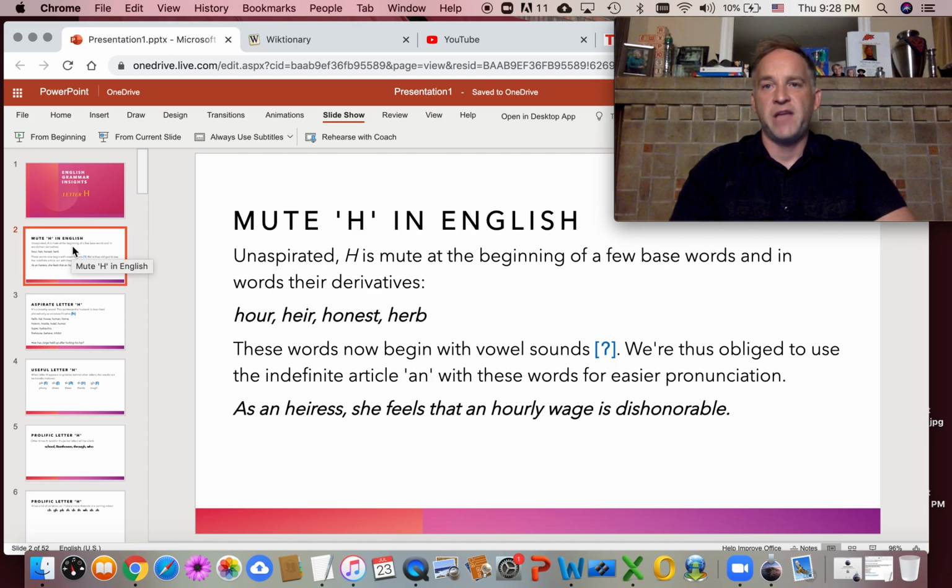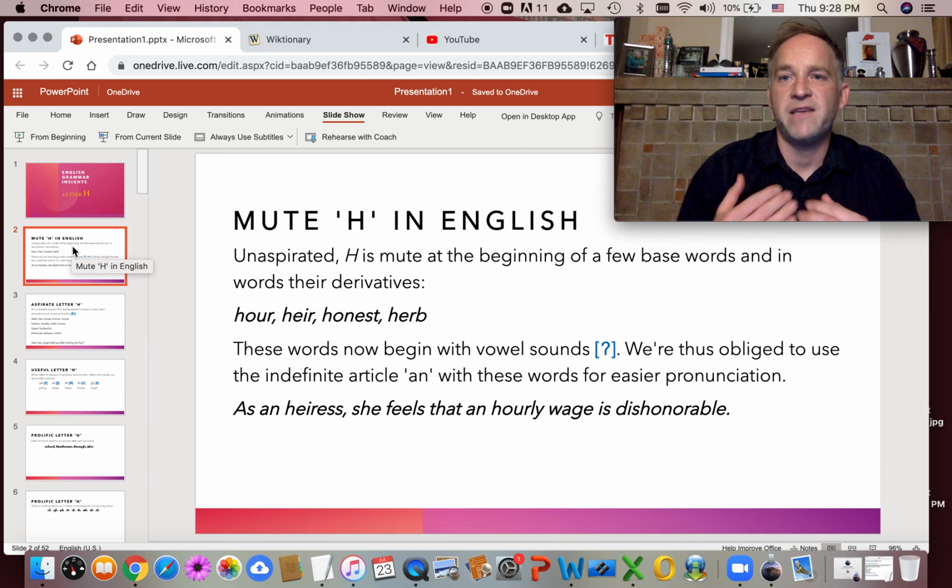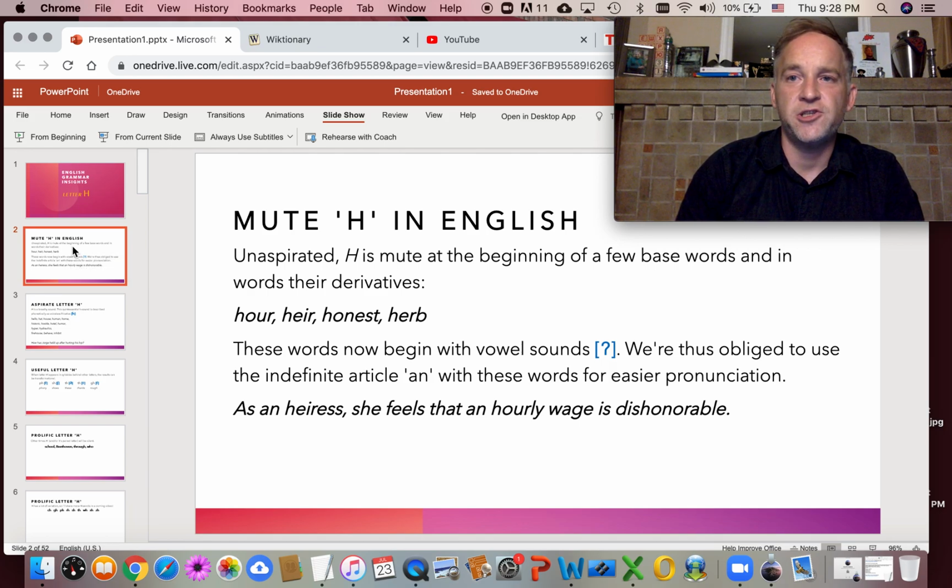The aspirate H is our primary H. It's the one that makes the breathing sound. But a mute H exists as well, and we have inherited this from French after the Norman conquest of England, when they brought us their tongue and changed English forever. These words are few, however, and we just need to memorize those if they're unfamiliar to you. And keep in mind that any words that are based on these, the derivatives of these, also will have the mute H. It does carry through to other words related to these.